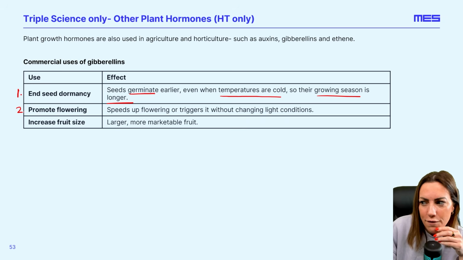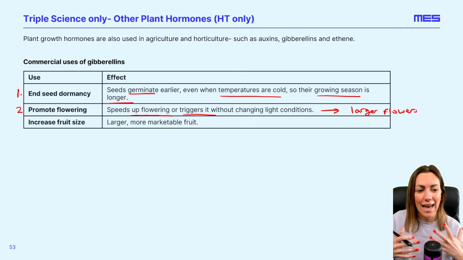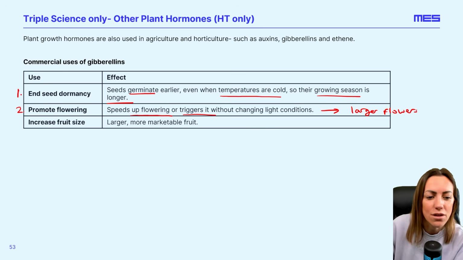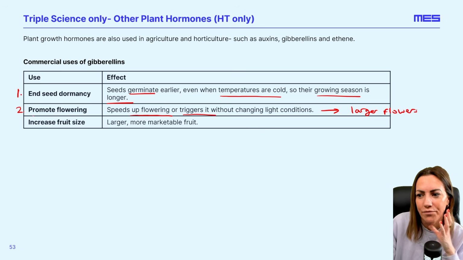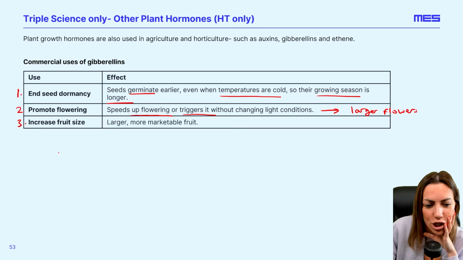They stimulate germination of a seed. They also promote flowering. So they speed up flowering or trigger flowering. And again, you can also say that leads to larger flowers. If you stimulate flowering, and you can stimulate flowering at any time, regardless of the temperature or light conditions, you can use gibberellins to promote flowering. And the third one is using gibberellins to increase the size of fruits, make the fruits grow bigger, so we get larger, more marketable fruit that consumers want to buy.